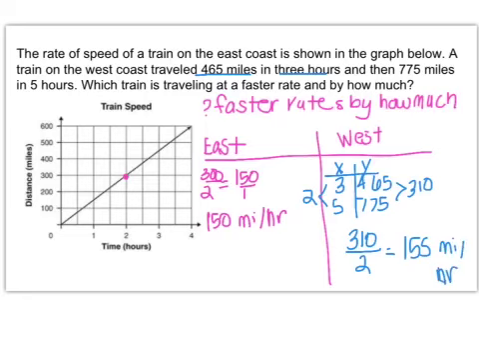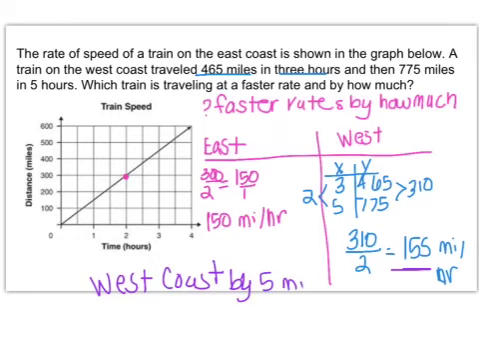So now the faster rate: if they're both traveling for an hour, the one that goes farther is clearly faster. So the West Coast train is faster by 5 miles per hour, because 155 minus 150 is 5.